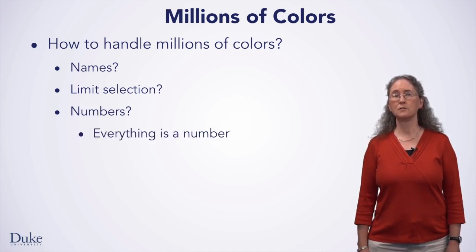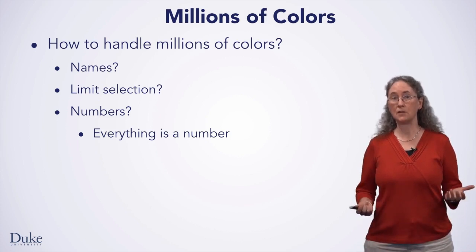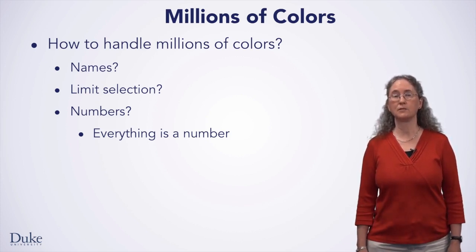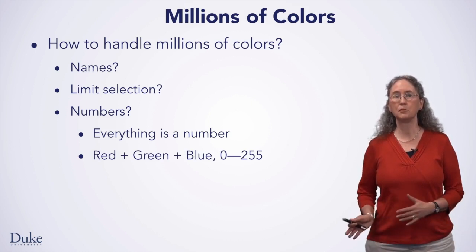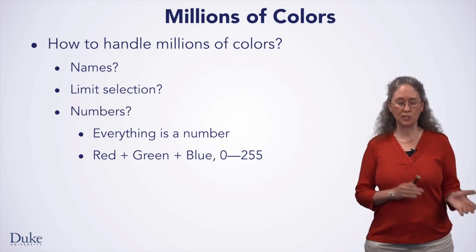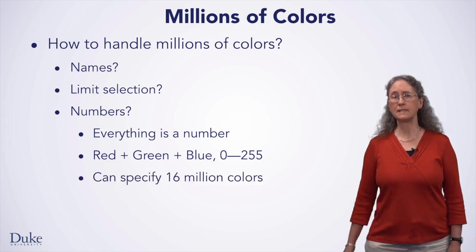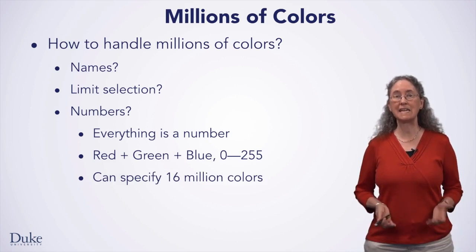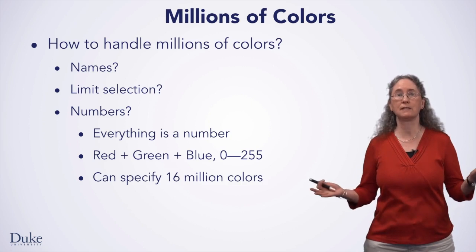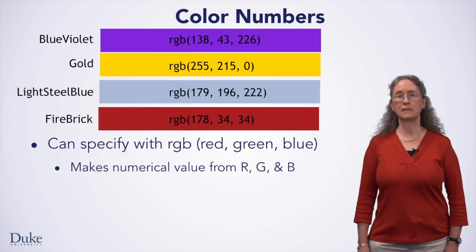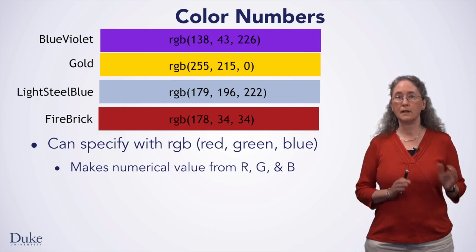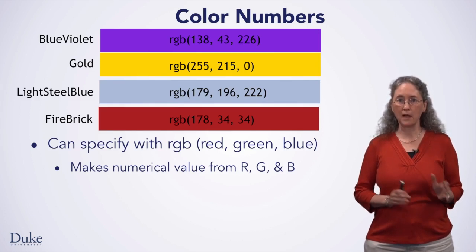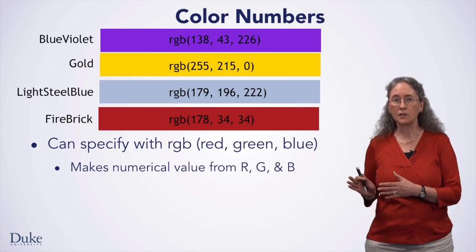In fact, as you will learn later, for a computer, everything is a number, so this choice is actually a natural way to handle millions of colors. The way that colors work as numbers is that they are specified by a combination of how much red, green, and blue they have, with each component taking a value between 0 and 255. This scheme is sufficient to specify about 16 million colors, which is more than humans can distinguish. In CSS, you can specify a color by specifying its red, green, and blue components by writing RGB, then in open parentheses, followed by the numerical value for red, green, and blue, each separated by a comma, then a closed parentheses.